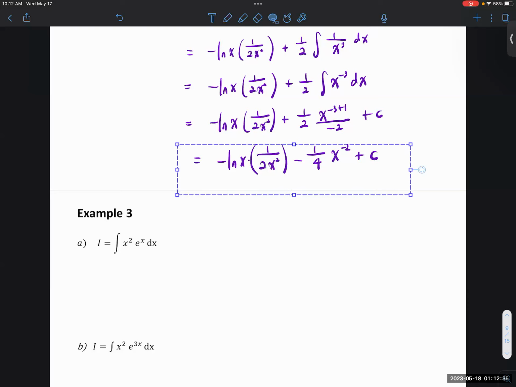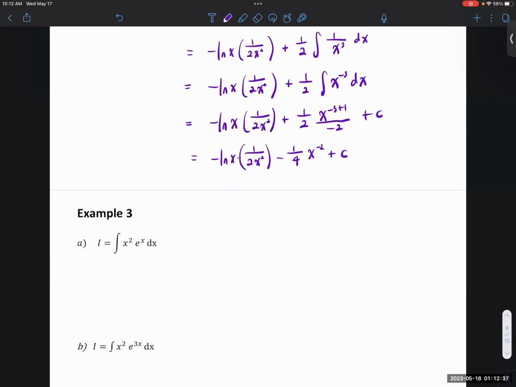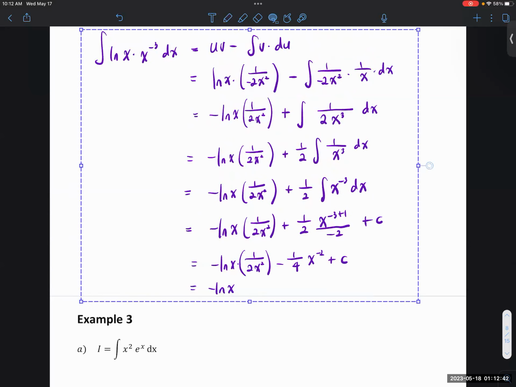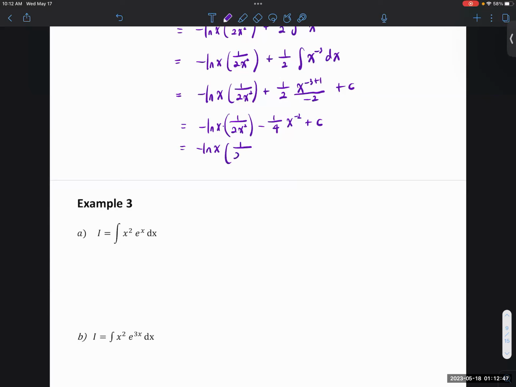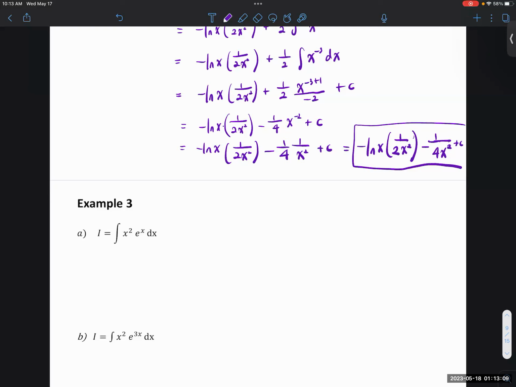So let me just double check here. Minus ln x. Oh, I need a little bit of space. So almost 1 over 2x squared minus 1 over 4, 1 over x squared, plus c. So you can say negative ln x over 2x squared, and minus 1 over 4x squared plus c. That's your final answer. You can simplify.